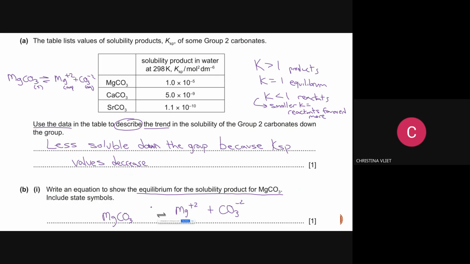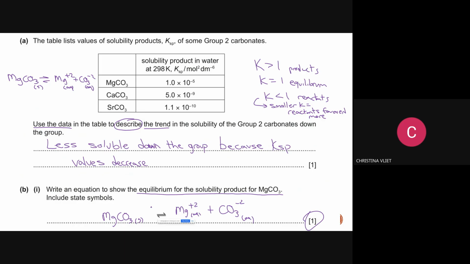And what are my states of matter? MgCO3 is solid, and the others are? Thank you. You get a mark for that. It's worth 1 measly mark. So if you forget the states of matter, you have 0. If you write one charge incorrectly, you have 0. It's 1 mark, which means they expect this to be something you could come up with relatively quickly.